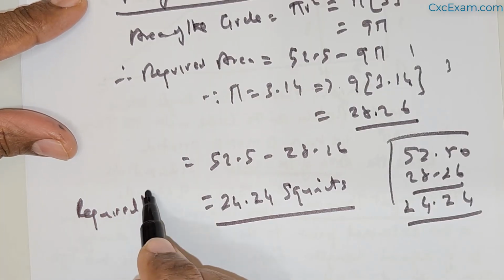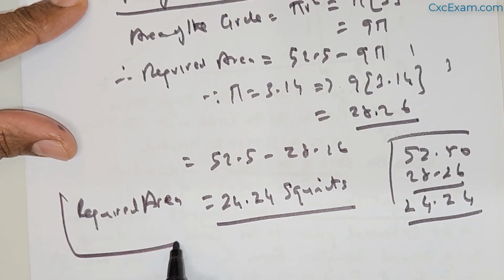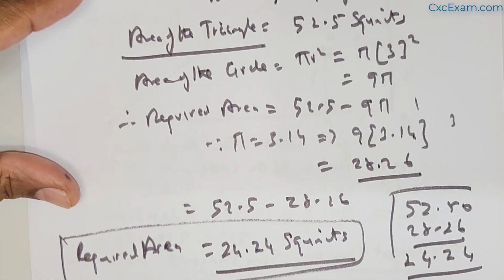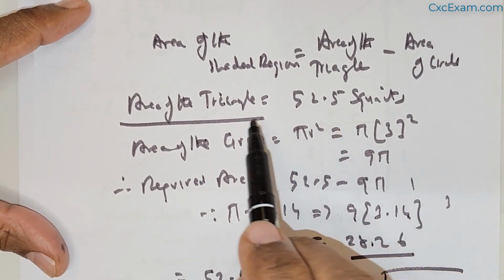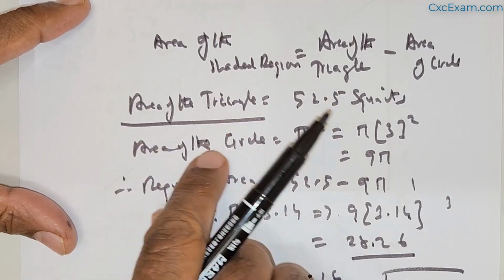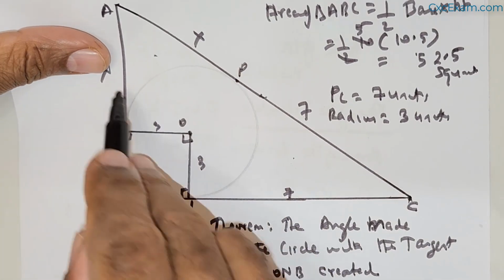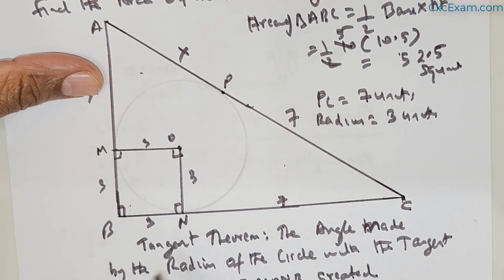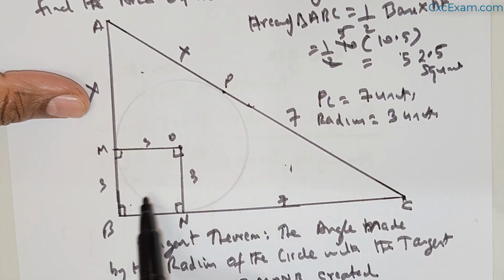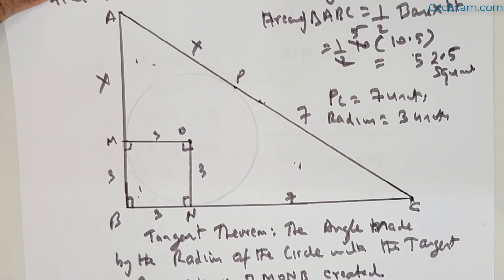So the most important part here is from the triangle's area, we take away the circle's area. From the triangle area, you take away the circle's area. That would give you the area of the shaded region.